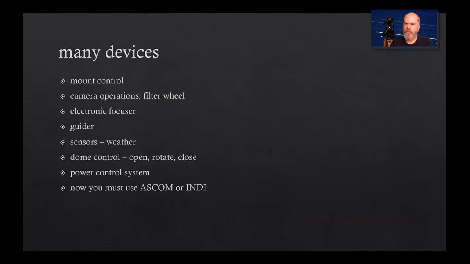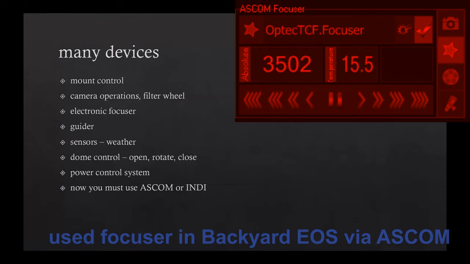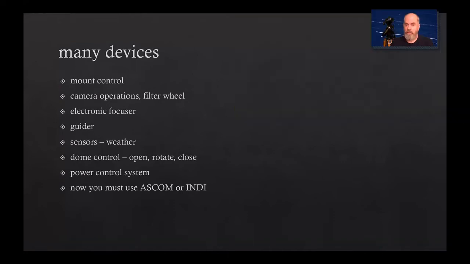Now, some people are trying to do other stuff. If you want to do imaging, you might have a camera and a filter wheel. If you have a CCD camera, you might have an electronic focuser. You might have a guide scope and guide camera. If you have a full robotic setup, you've got sensors on the observatory. You may have a rotatable roof, or the roof or dome window can be open and closed. You might have robotically controlled power systems, and almost all modern devices have ASCOM support or INDI support.